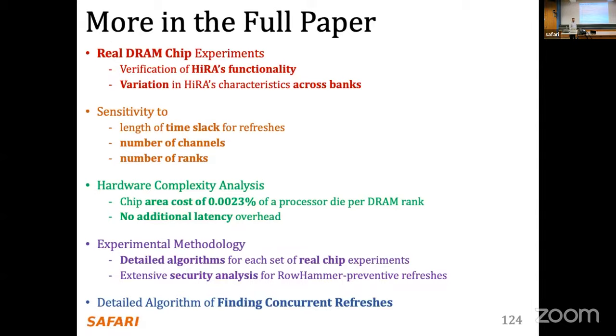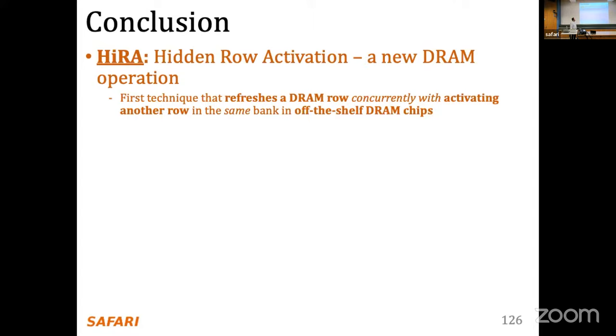Conclusion: we propose HIRA, hidden row activation in DRAM operation. It is the first technique that refreshes a DRAM row concurrently with activating another row in off-the-shelf DRAM chips. The other paper that I mentioned that was published earlier by Kevin Chang proposes to leverage the same parallelism across subarrays to perform this operation exactly. So in that sense, HIRA is not new. But here is the first paper that shows that you can leverage that parallelism in off-the-shelf DRAM chips.